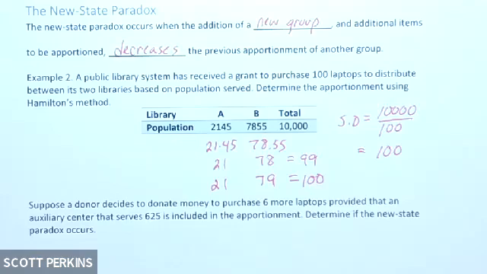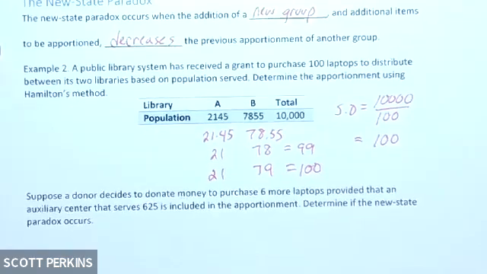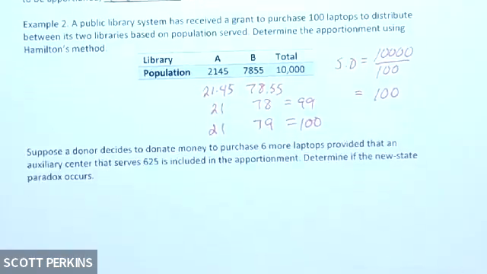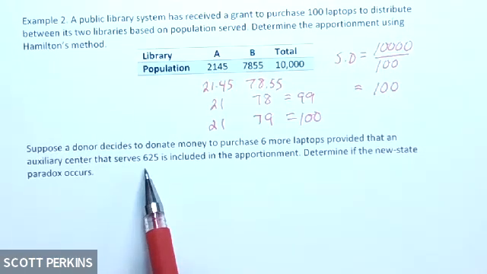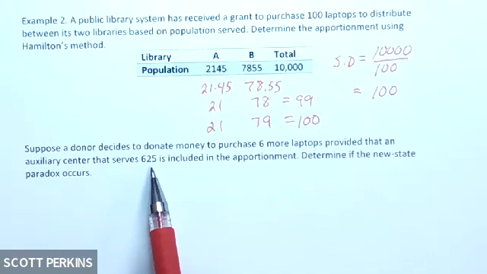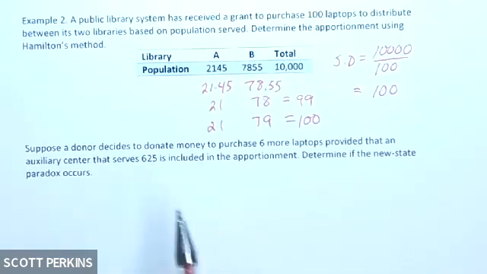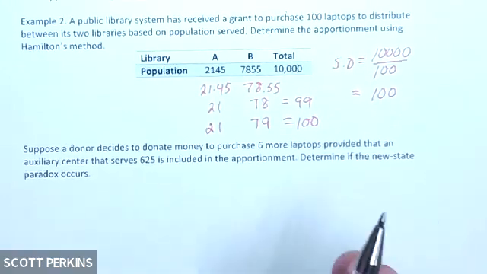So now we have this situation described below. A donor comes forward and says that they want to donate money to purchase 6 more laptops, provided that it serves an auxiliary center that has a population of 625. Okay, so determine the apportionment and if the new state paradox happens.